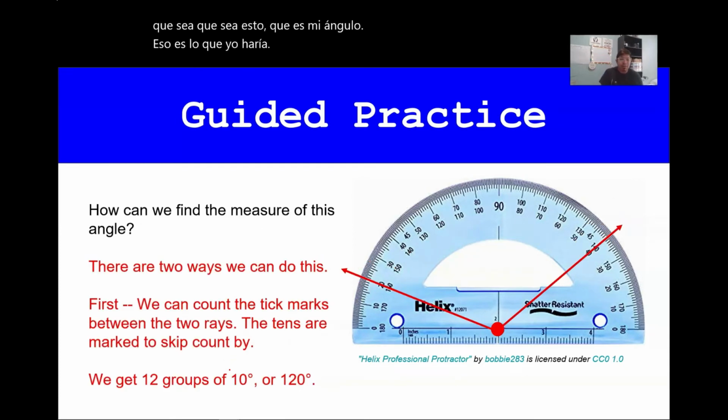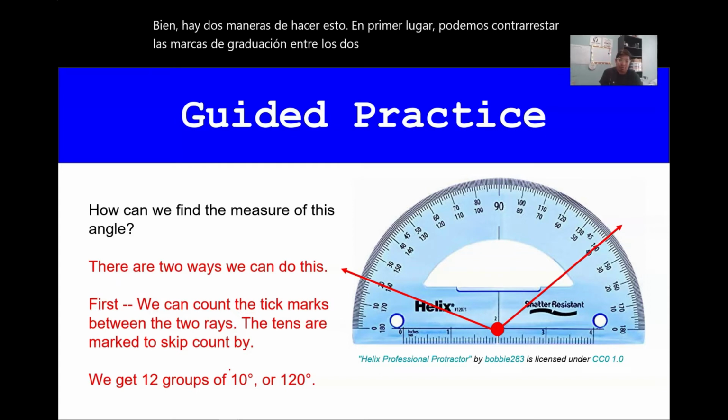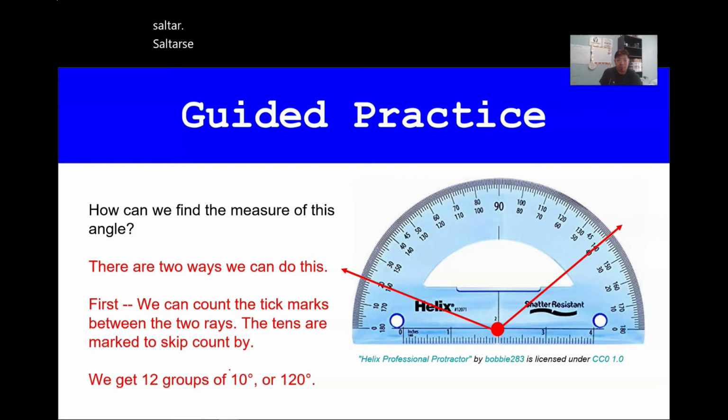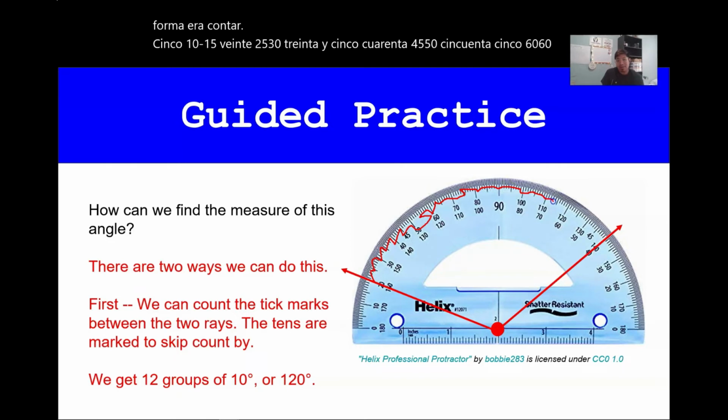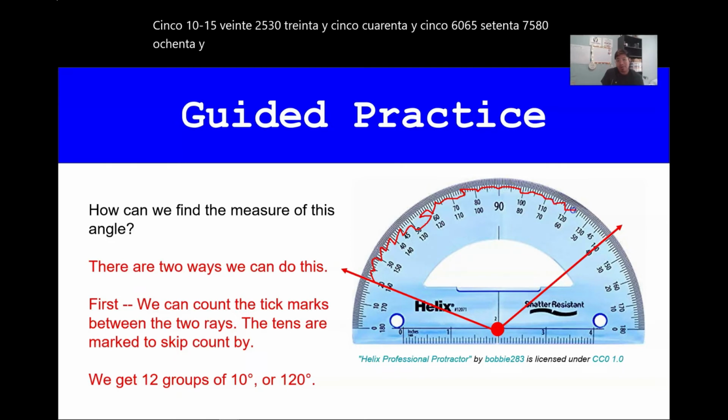Okay, there are two ways we can do this. First, we can count the tick marks between the two rays, using tens as the mark to skip count by, and we get 12 groups of 10 or 120. So one way was to just count 5, 10, 15, 20, 25, 30, 35, 40, 45, 50, 55, 60, 65, 70, 75, 80, 85, 90, 95, 100, 105, 110, 115, 120.